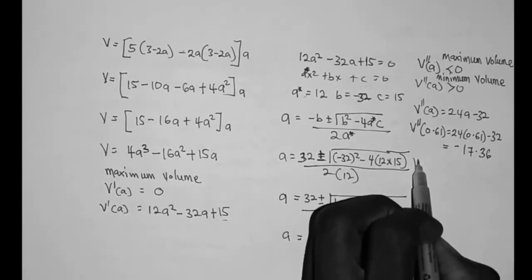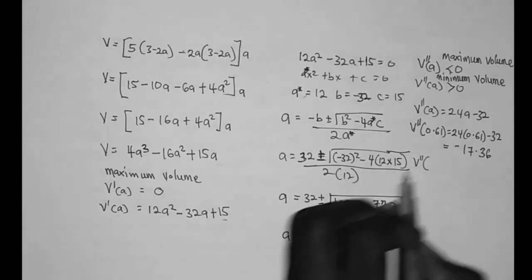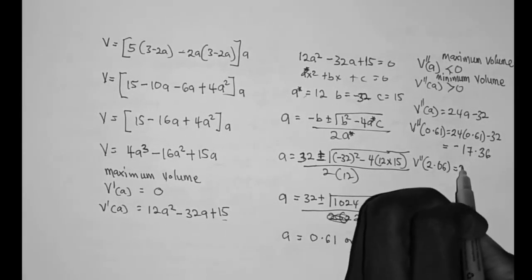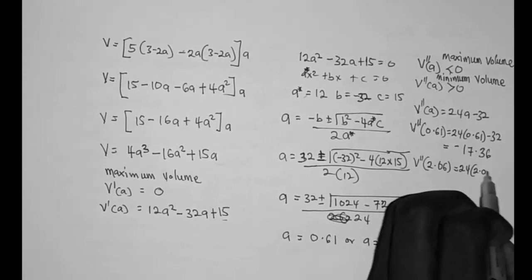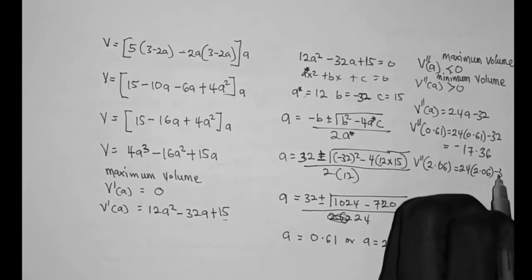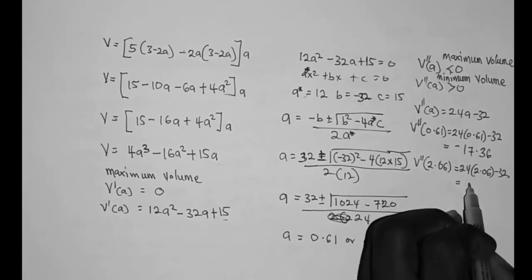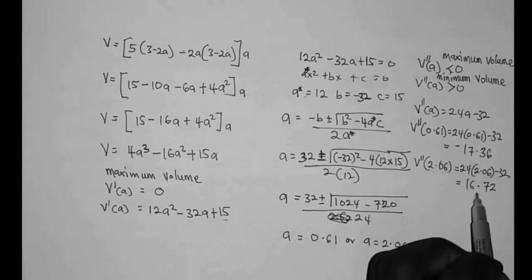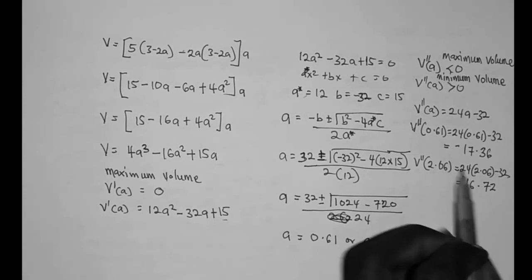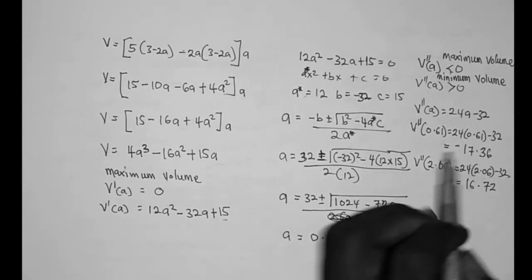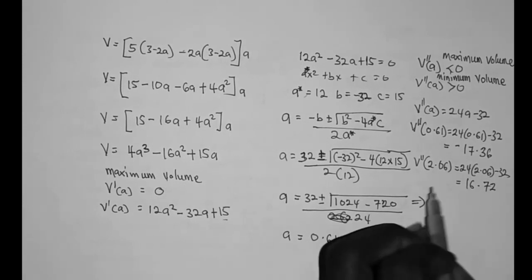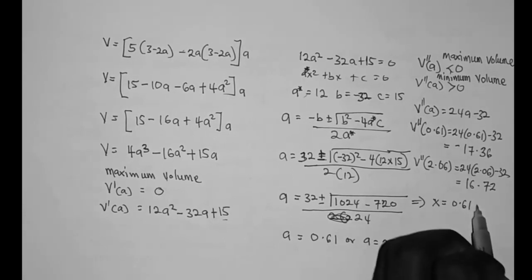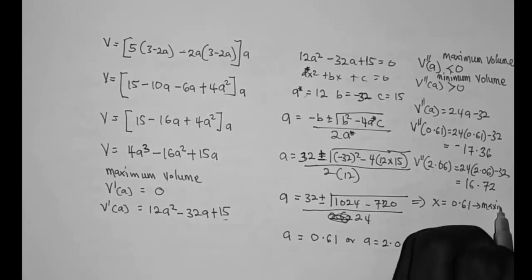Then V double prime of 2.06 is equal to 24 times 2.06 minus 32, and that is equal to 16.72. And you see that 16.72 is greater than 0, while minus 17.36 is less than 0. It means that it is the point a equals 0.61 that will give the maximum volume.